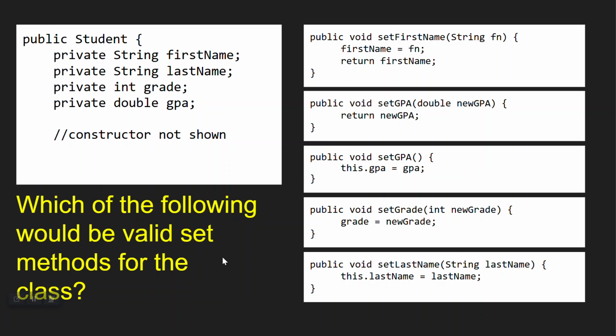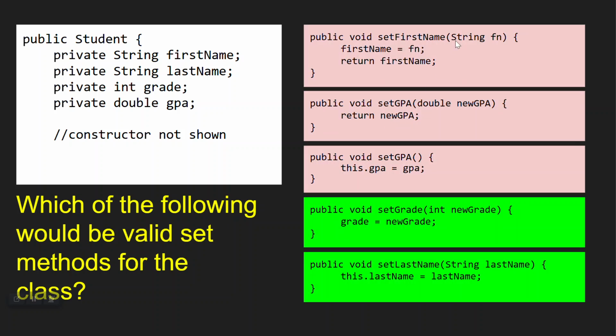All right, well, we've come to the end of our lesson here. So like we did before, we're going to look at a class, the standard class that you see right here. And then we have 5 set methods over here. So go ahead and pause the video and look at which of these would be a valid set method for the class. I'm going to assume you've paused the video at this point. So we'll go ahead and look at the solution here. So the first 3 are incorrect, but the last 2 are correct.